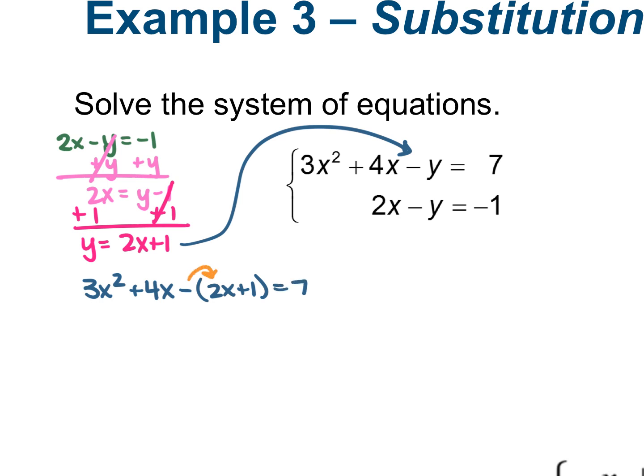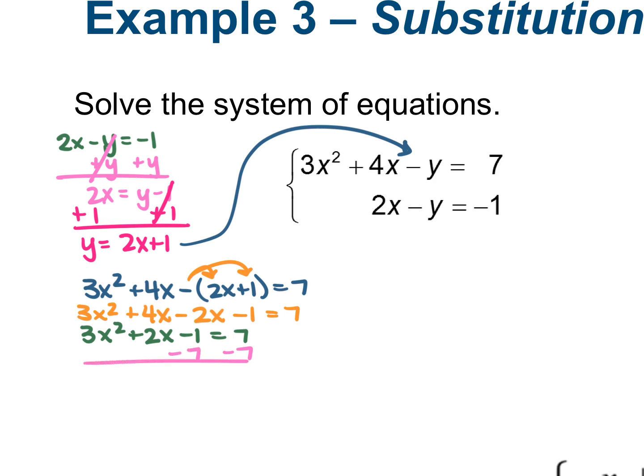You want to distribute that negative into your 2x plus 1 to give yourself 3x squared plus 4x minus 2x minus 1 is equal to 7. We're going to combine like terms on the left side. That'll leave us with 3x squared plus 2x minus 1 is equal to 7. We'll then subtract that 7 over. So that's 3x squared plus 2x minus 8 is equal to 0.